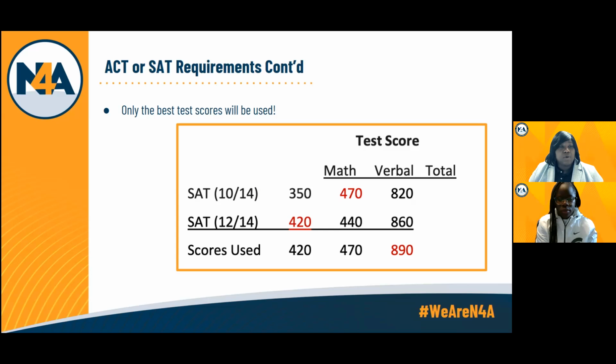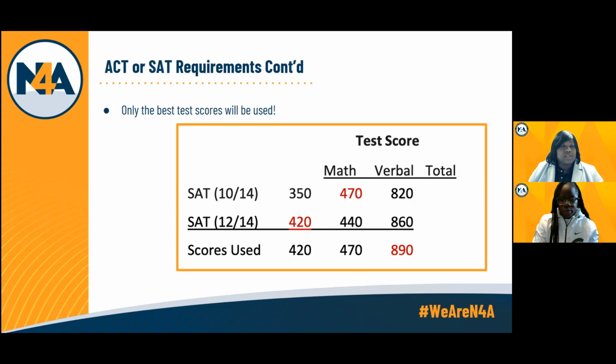During that October testing, say you scored a 350 in the math and 470 in the verbal, for a total of 820. But when you took the exam in December, you saw a little bit of an increase in your math score, where you had a 420. You didn't do as well on the verbal, which went down to a 440, and you have an 860. Even though that score was higher than when you first took the SAT in October, the Eligibility Center is saying, we're going to take the best of those two scores.